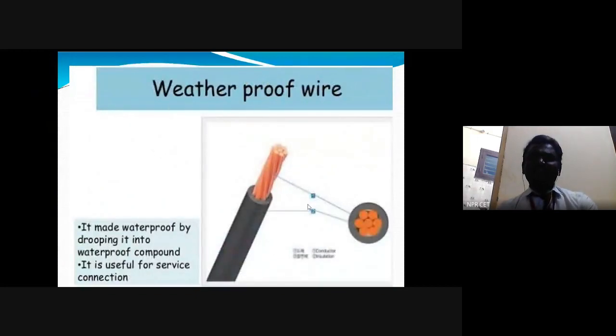It's a weatherproof wire. It is made waterproof by dipping it into a waterproof compound. It is useful for service connections. Weatherproof wire is used for service connections.